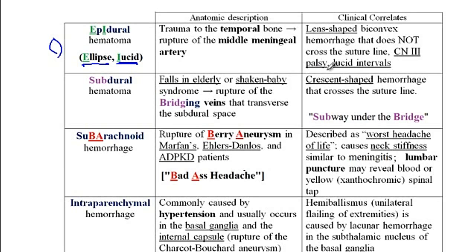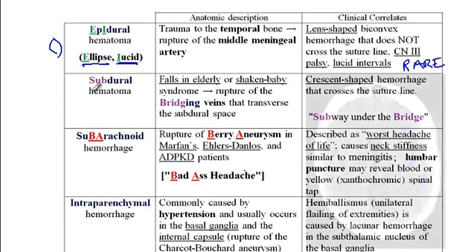Cranial nerve 3 palsy may happen, but this condition is very rare. And then patients present with a lucid interval. Another feature of this type of hemorrhage is that it does not cross the suture line. And the reason is that dura is tightly bound to the skull, and so therefore the bleeding cannot pass the suture line.